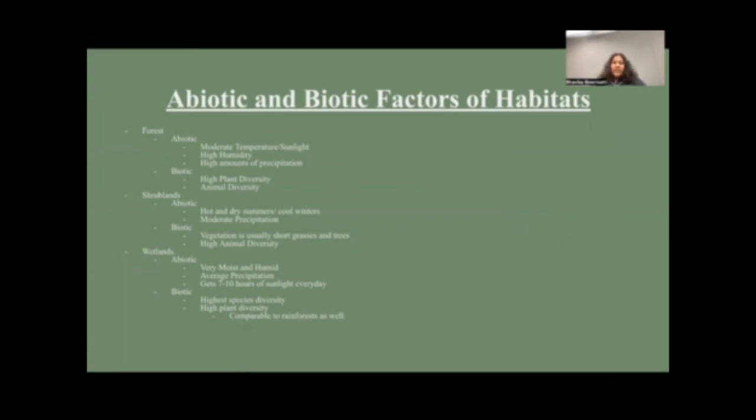For shrublands, the abiotic factors are hot and dry summers, cool winters, and moderate precipitation. Their biotic factors are that the vegetation is usually short grasses and trees, and they also have a very high animal diversity, as they're able to host many kinds of animals, from amphibians to mammals and other sorts of those.